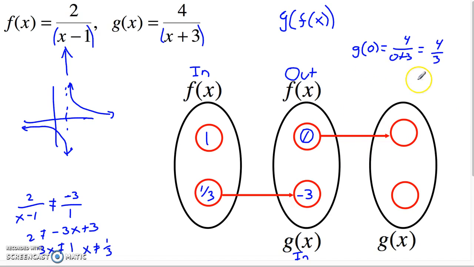All right, so again, what I'm doing here is looking at the 0 that's never going to get to g of x, right? I'm never going to get a 0 out of f of x, so I'm never going to have an opportunity for 0 to get evaluated by g of x, which means my range is not going to contain the value 4/3, right? Because g of x is never going to see that 0, it'll never get 4/3.